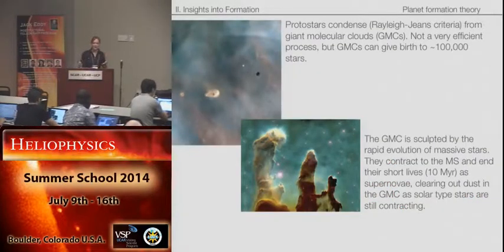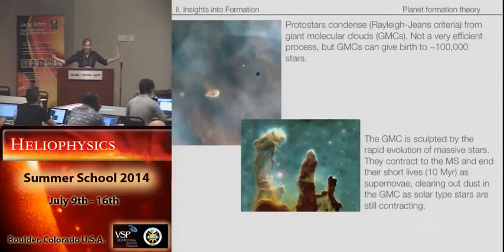There are chapters in the previous Heliophysics series about how protostars condense from giant molecular clouds. A giant molecular cloud can form hundreds of thousands of stars. You see here this beautiful picture of the Eagle Nebula, which has been sculpted by stellar evolution, because the most massive stars have the shortest lives, and they die violently with supernova explosions, clearing out the dust and leaving behind little cocoons of stellar nurseries for the lower mass stars to form.